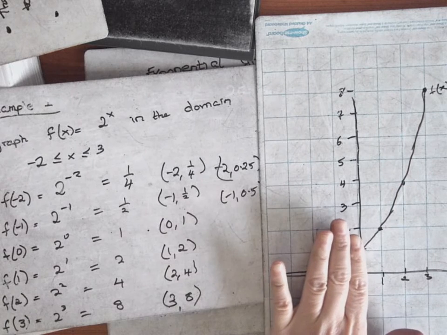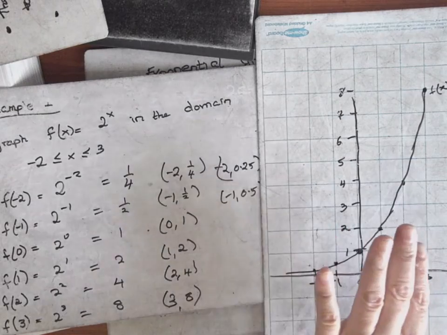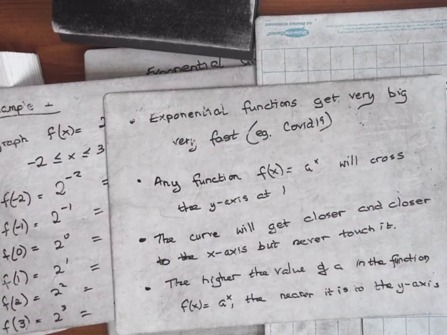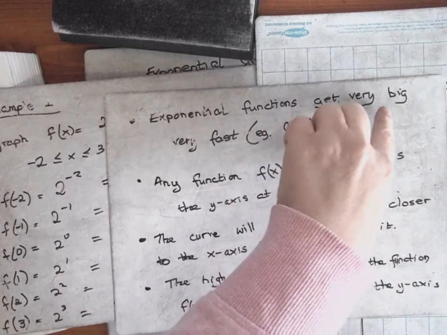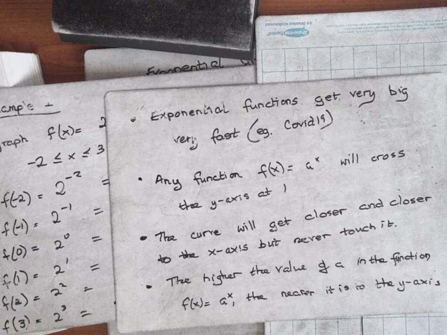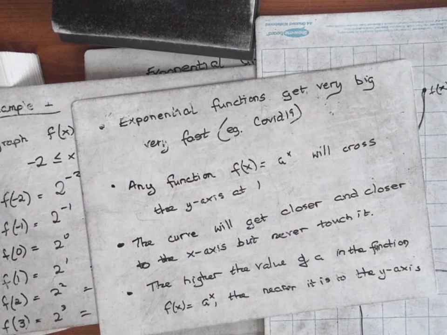Obviously, COVID didn't have any of the negative side, because you can't have negative people. But it gets really big, really fast. That's the first thing. So observations about the graph, I'll leave you to write them down and then we'll come back. So exponential functions get very big, very fast, and I just put COVID-19 in there because they're talking about flattening the curve, and it's an exponential curve, so it's getting really big really fast. I'll talk about the whole lot of them in a minute.